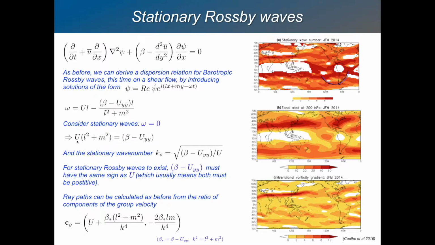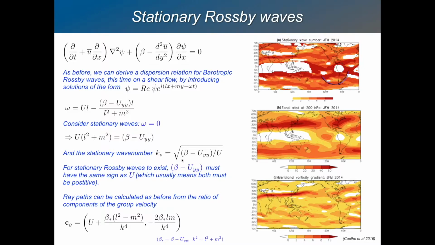Right? We can get that out, and we end up with this wave number, K, which is given by this expression. So Ks squared, which is l squared plus m squared, is equal to beta minus d squared u by dy squared over u, right? And so that is our stationary wave number. So we want that to be real. If that exists, then we can have stationary waves. So this thing inside this square root has to be positive, otherwise we can't have stationary Rossby waves, right? And the properties of this thing will tell us about the propagation of the stationary Rossby waves.